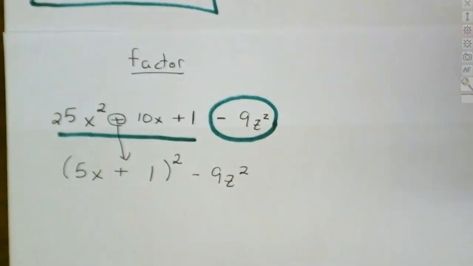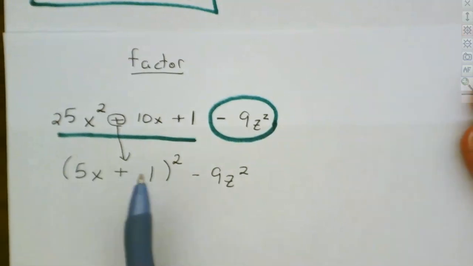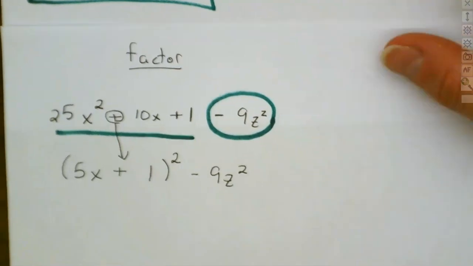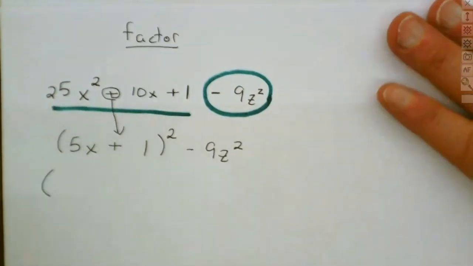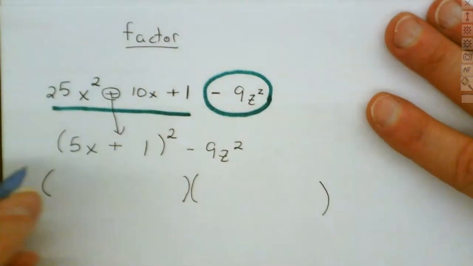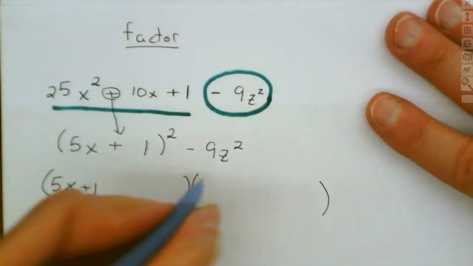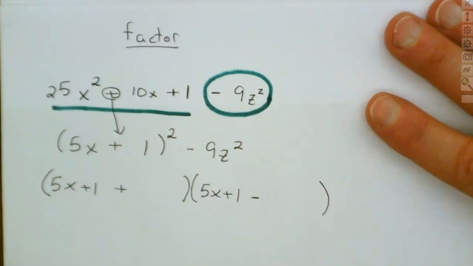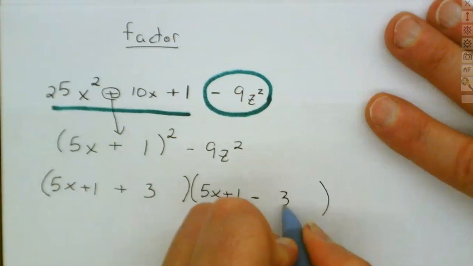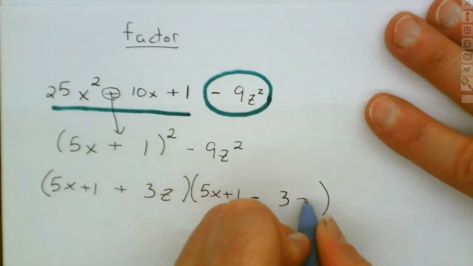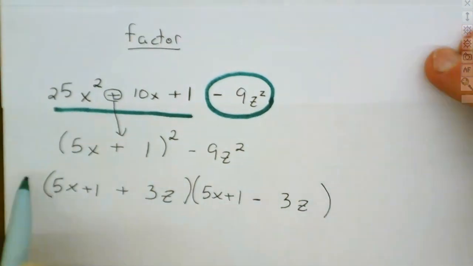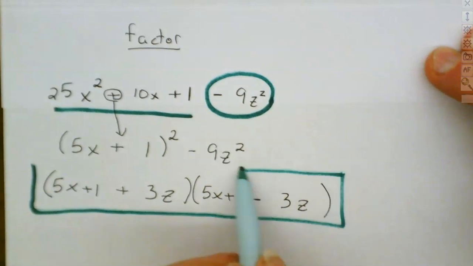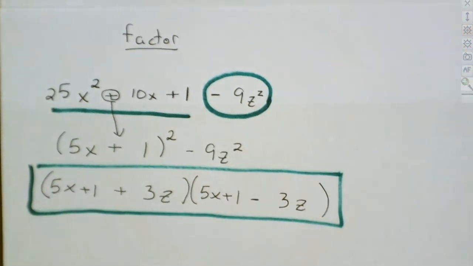Why not? We covered these earlier when we looked at differences of squares. This is a square. This is another square, right? So we can factor it again. So this can factor one more time as 5x plus 1, 5x plus 1. One of these is plus, one of these is minus. 9 is a perfect square of 3 and 3. Z squared is z and z. And that is it. Okay, so we factored it twice. Once as a perfect square trinomial, and once as a difference of squares.